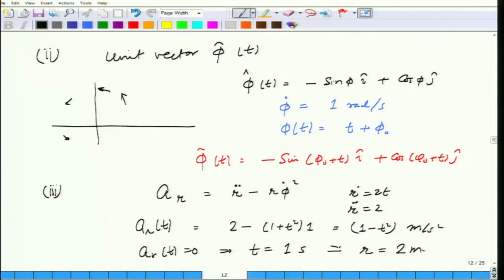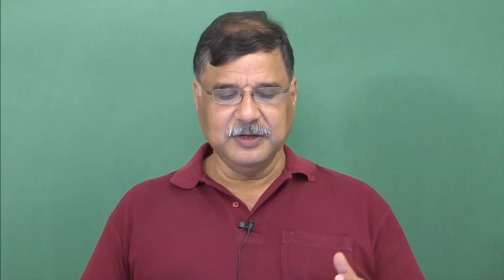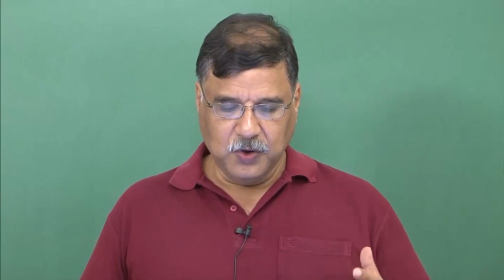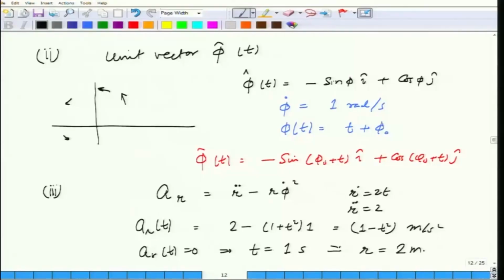That is the answer. So what we have done in this lecture is solve some illustrative problems to show how planar polar coordinates are to be used. Eventually, we do not use i and j, but use these planar polar coordinates directly.